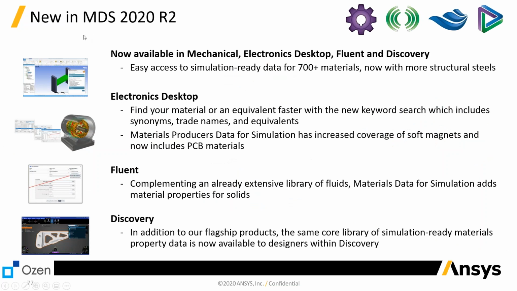So here we can see that in 2020 R2, MDS, basically Material Data Simulation, is now available inside Mechanical, Electronics Desktop, FLUENT, and Discovery. There are over 700 materials with all their needed information, now available for structure. In Electronics and FLUENT, there is also an extensive database based on the material properties needed for each type of analysis. We know for each analysis you will be looking for a specific set of material properties, so that changes from one application to another. But the good thing is MDS is available in all of them.